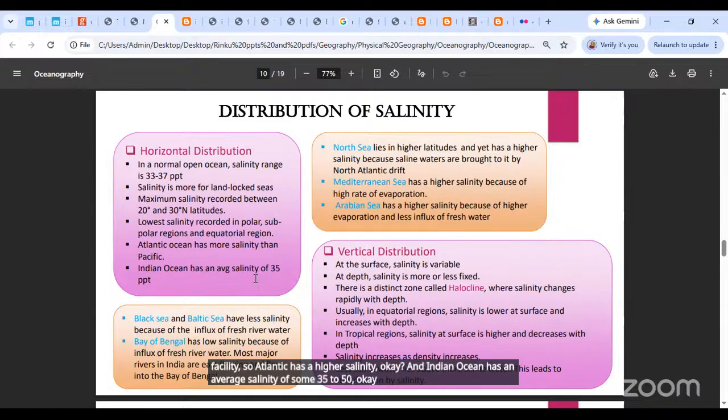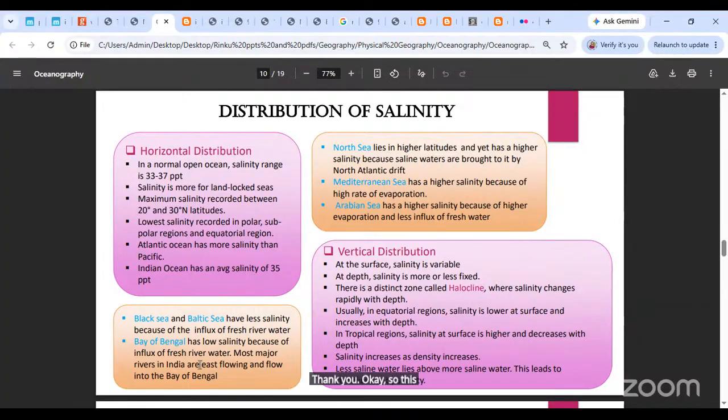Guys at the back, can you please not talk above me? Thank you. Okay. So this is the horizontal distribution of salinity.